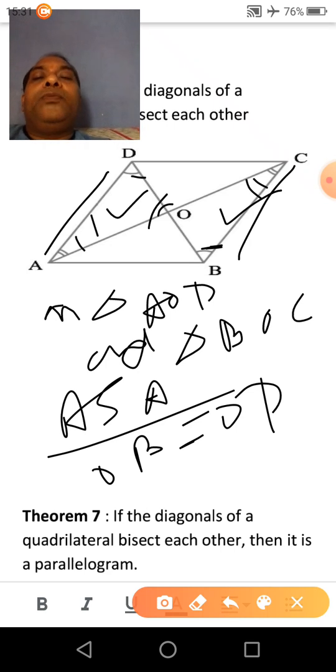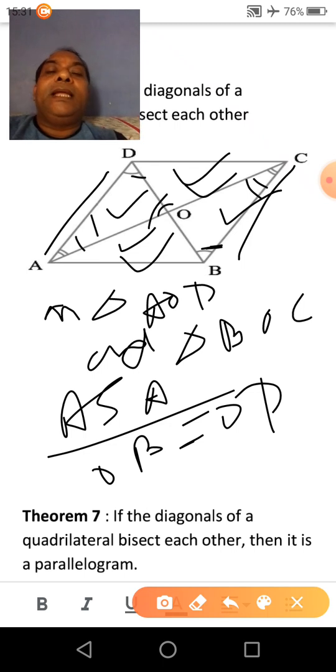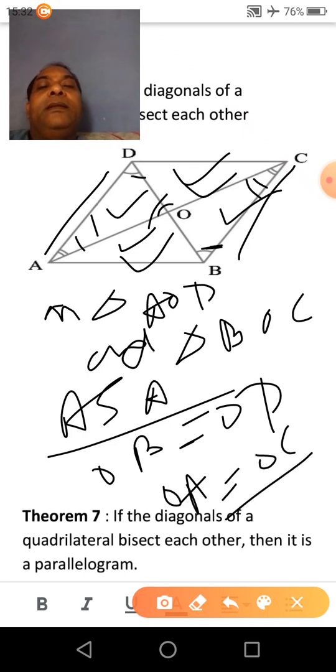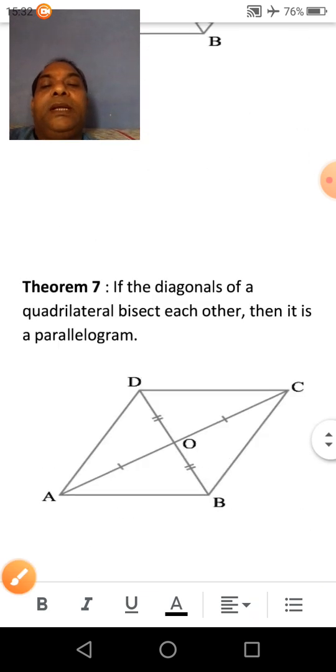Similarly, you can prove by taking triangle AOB and triangle COD. You can prove triangle AOB is congruent to triangle DOC, and OA will be equal to OC by CPCT. Then we can say that both diagonals bisect each other. Clear?